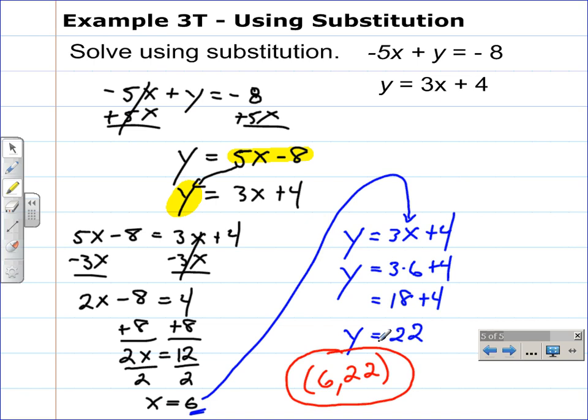Remember, when solving systems of equations with substitution, you're going to be substituting an algebraic expression in for one of the variables. There are different situations that can arise where you have both equations solved for a variable or one equation solved for a variable. As we saw here in this last example, 3t, you can have one equation solved for a variable, but you can ultimately solve it for so that both equations are solved for a variable, and it becomes a pretty easy problem to deal with.